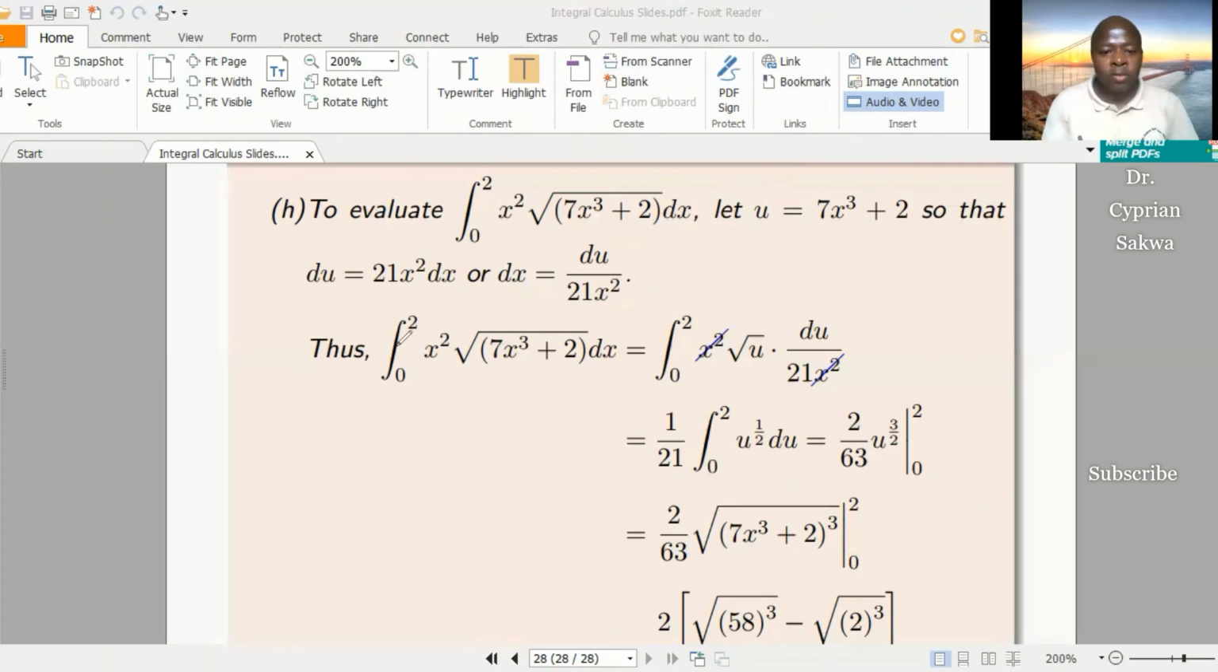Once that is done, you go back to your integral and just do the integration from 0 to 2 of this. Substitute. Where there is this 7x cubed plus 2, what is equivalent, which is u. So under the root we have u, and for the dx, we have this. So where there is dx, write this. And x squared will cancel with this x squared, so that our constant that we're taking outside the integral sign will be 1 out of 21. So at this point, when I take the constant outside, I have 1 out of 21 times the integral from 0 to 2 of u raised to a half du. That's what I wrote here.